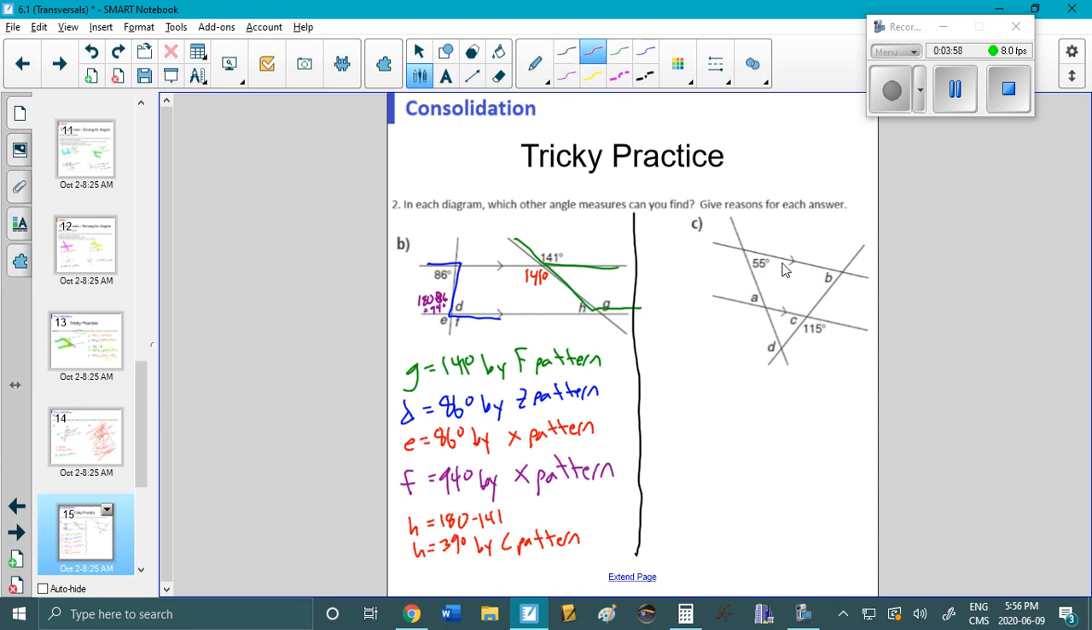Well, this angle here is a C pattern with 55. Oh no, we can do better than that. We can find A right off the bat because it's 55. So A equals 55 by Z pattern. Now I want to add here that there are a lot of ways to do these. There's different orders you can do, different combinations. So don't get frustrated if you don't do it the same way as me. If you get the same answer, you're good to go.